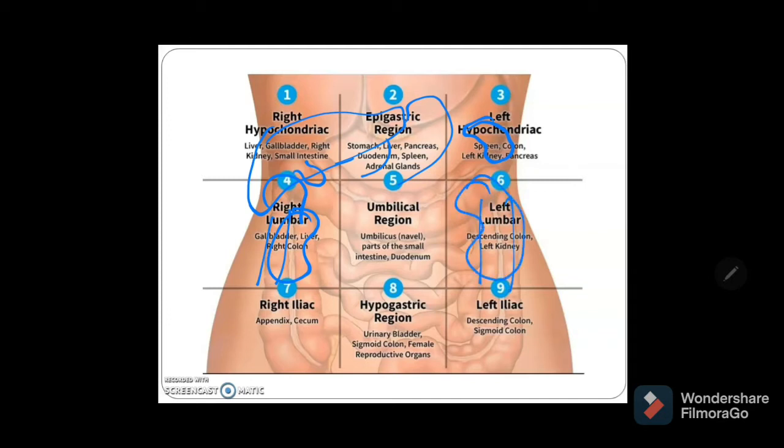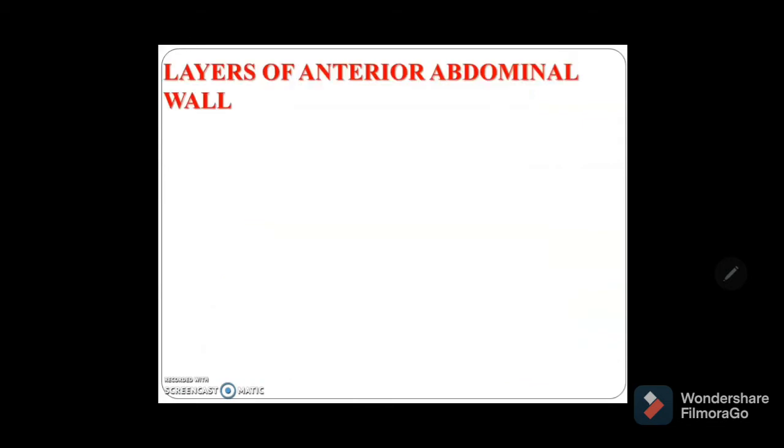In the umbilical region you will see the coils of small intestine. In the right iliac region you will see the cecum and appendix. In the hypogastric region you will see the sigmoid colon, urinary bladder and uterus. And in the left iliac region you will see the descending colon and sigmoid colon. So this region-wise concept helps to locate the organs.